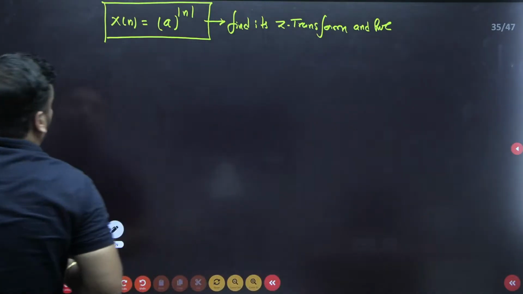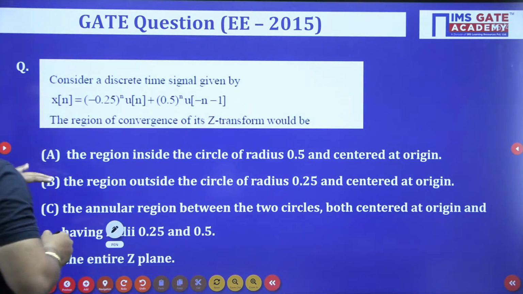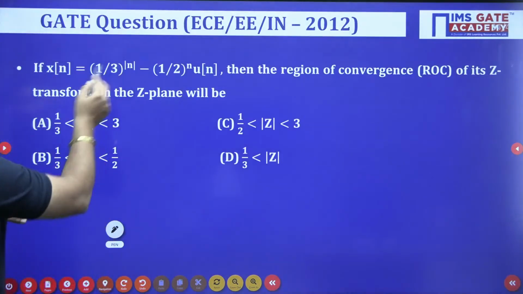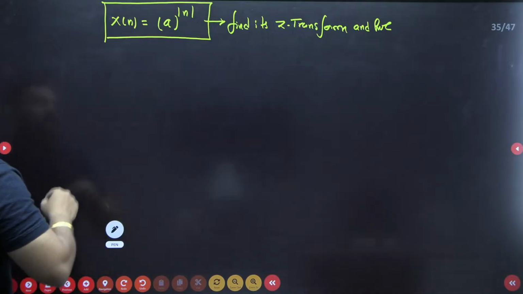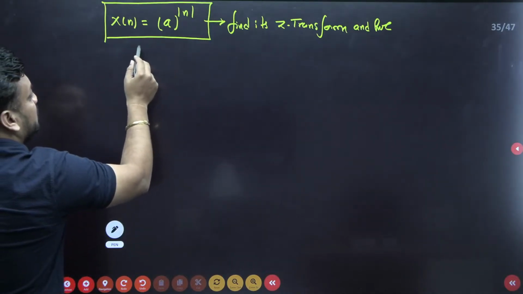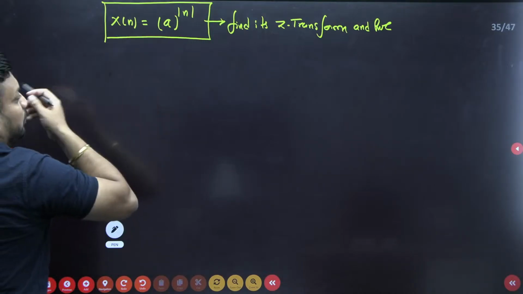Why am I solving this example? Because here the mod of n term is there, that is why. So mod of n means it includes the limits from minus infinity to plus infinity.